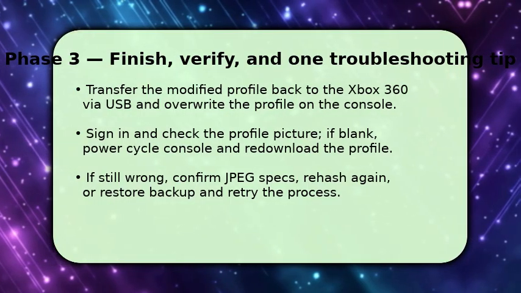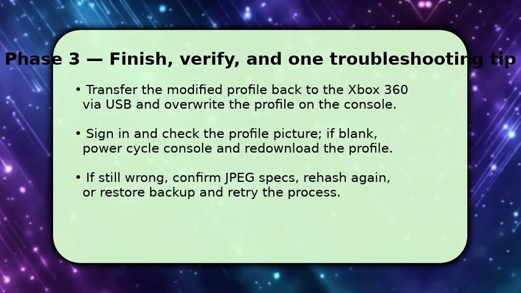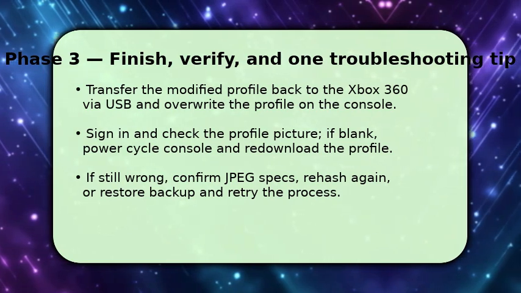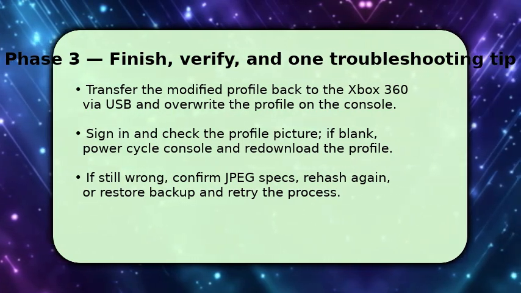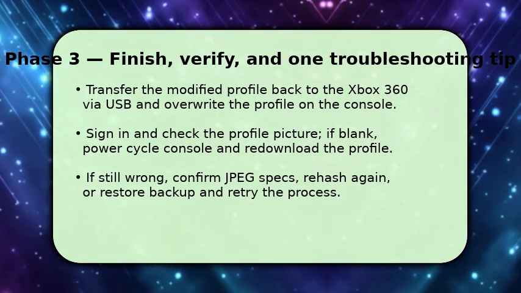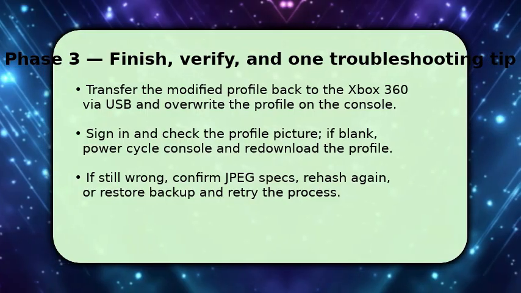If the image fails to show, power cycle the console and try redownloading the profile from Xbox Live, because cached data can block updates. If problems persist, verify the JPEG is 256 by 256 and properly formatted. Rehash the file again, or restore your backup and repeat the steps carefully.